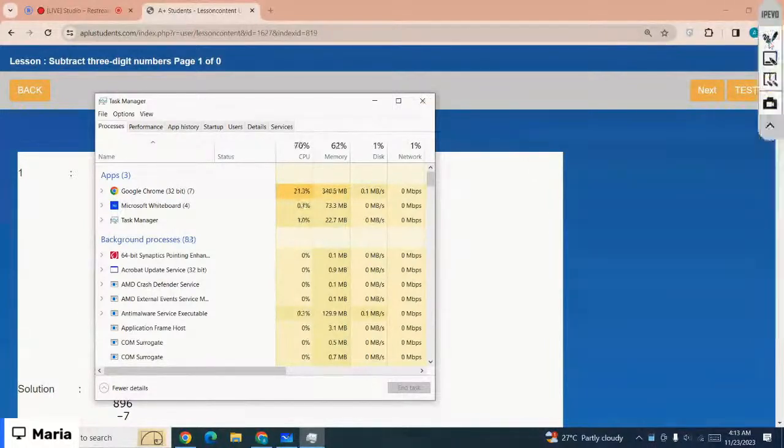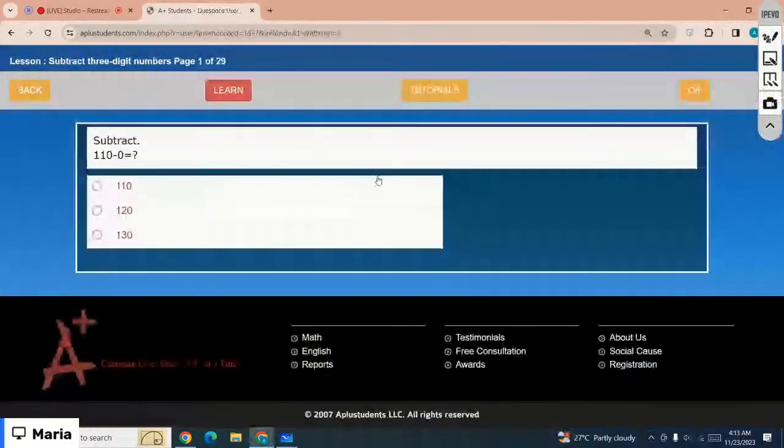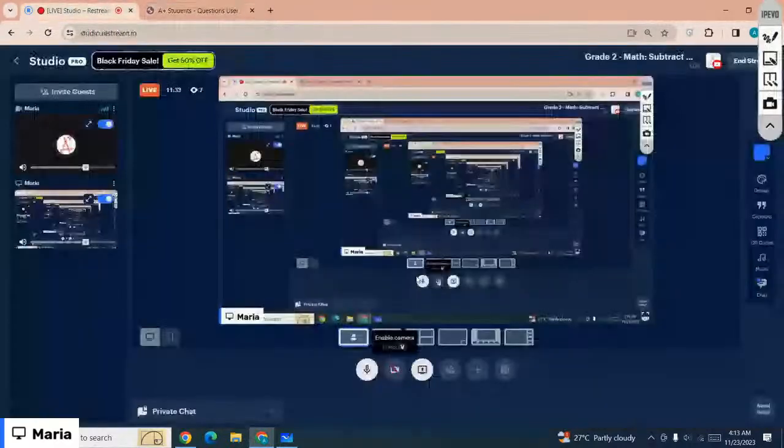Okay, let's just start with the test questions, right? The first one is 110 minus 0. So, which is the correct option? You can't see the board? Why? My screen is shared.